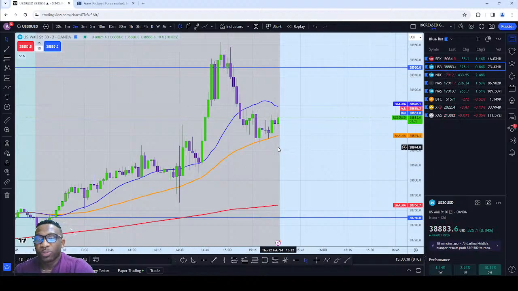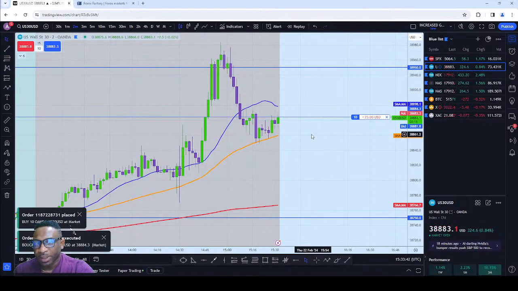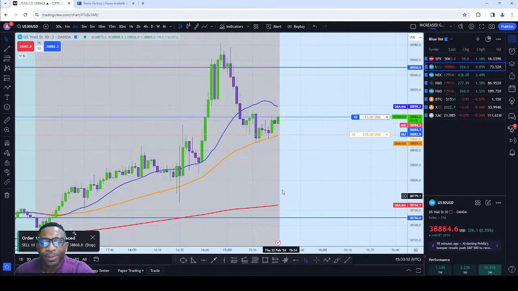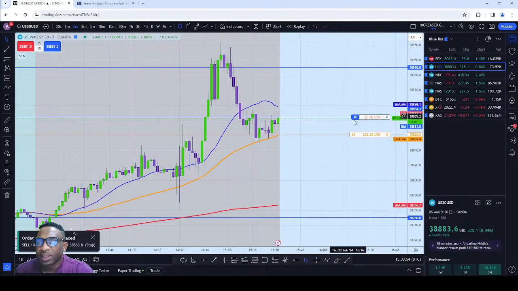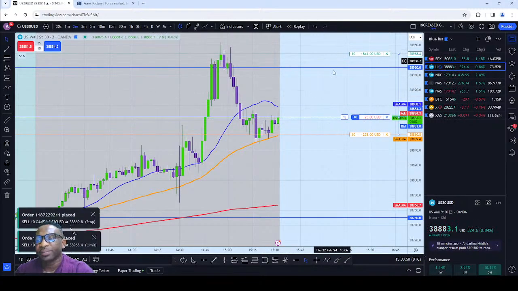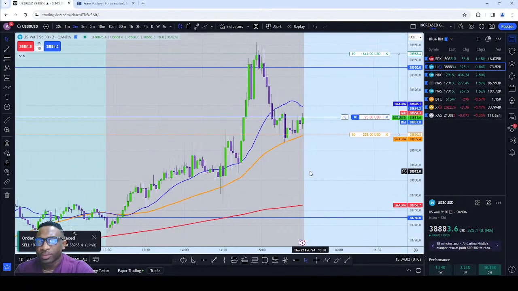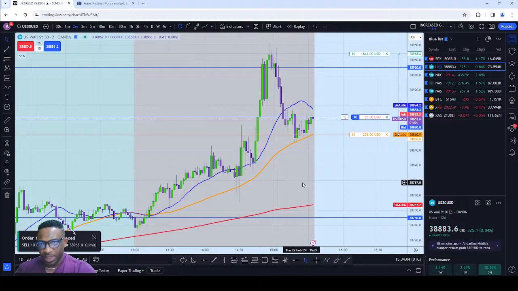Nevertheless, this is an upward trend, so I will go ahead and put in a position here, and then my stop loss will be below here, and see what will happen. And then my take profit will be up this high.